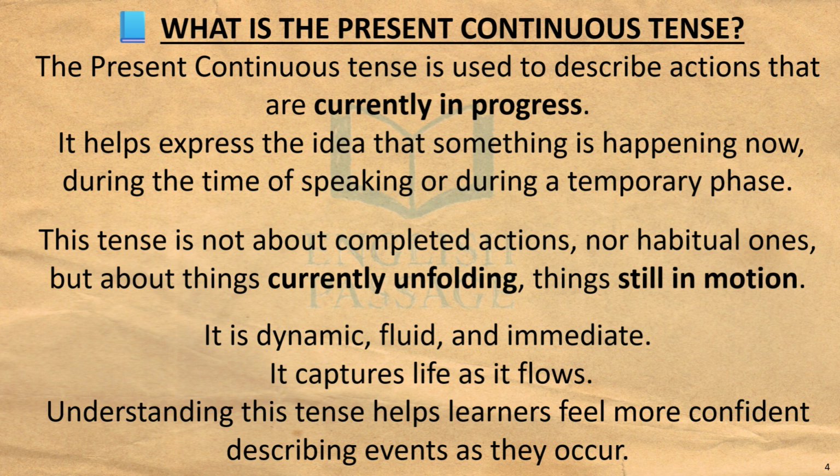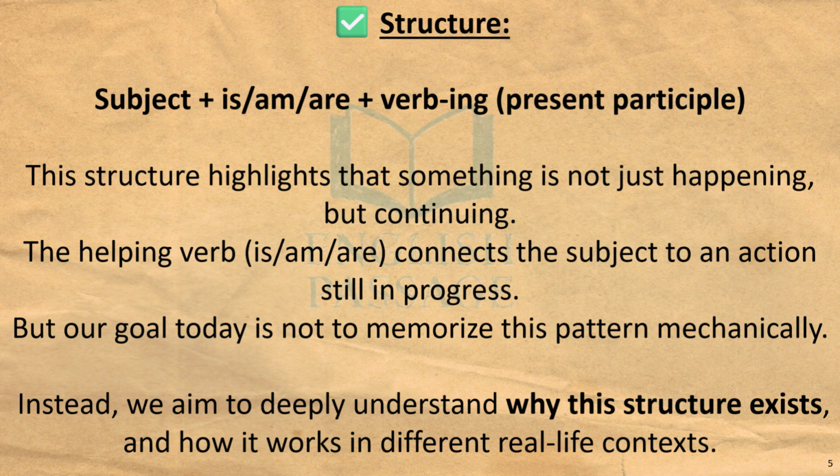Understanding this tense helps learners feel more confident describing events as they occur. Structure: Subject plus is/am/are plus verb-ing, the present participle. This structure highlights that something is not just happening, but continuing. The helping verb is/am/are connects the subject to an action still in progress. But our goal today is not to memorize this pattern mechanically. Instead, we aim to deeply understand why this structure exists and how it works in different real-life contexts.